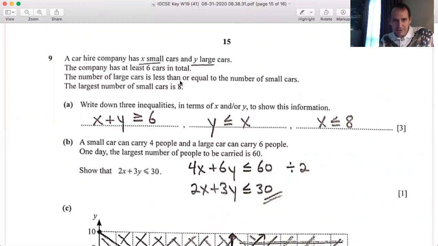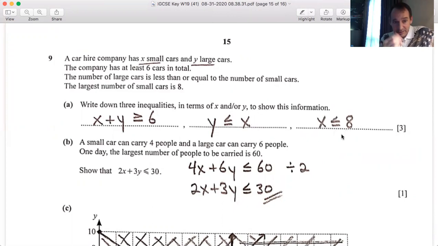The large cars, Y, has to be less than or equal to the number of small cars. So Y is less than or equal to X. And the largest number of small cars can be 8. So X has to be less than or equal to 8 because 8 has to be the largest that it can possibly be.